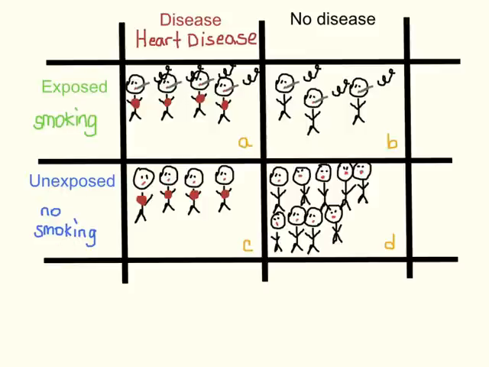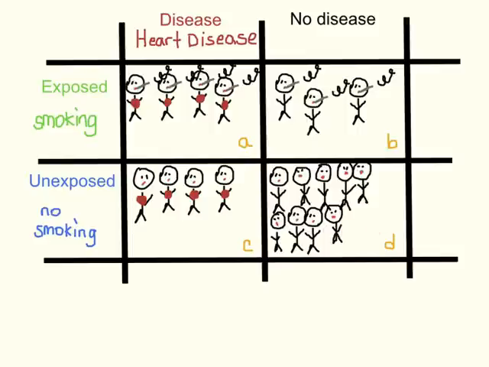And so we took the people that are smokers or have smoked and have heart disease, and they go in cell A. The people who are smoking but do not have heart disease are in cell B. The people who are non-smokers but have heart disease are in cell C, and the people who are non-smoking and do not have heart disease are in cell D.